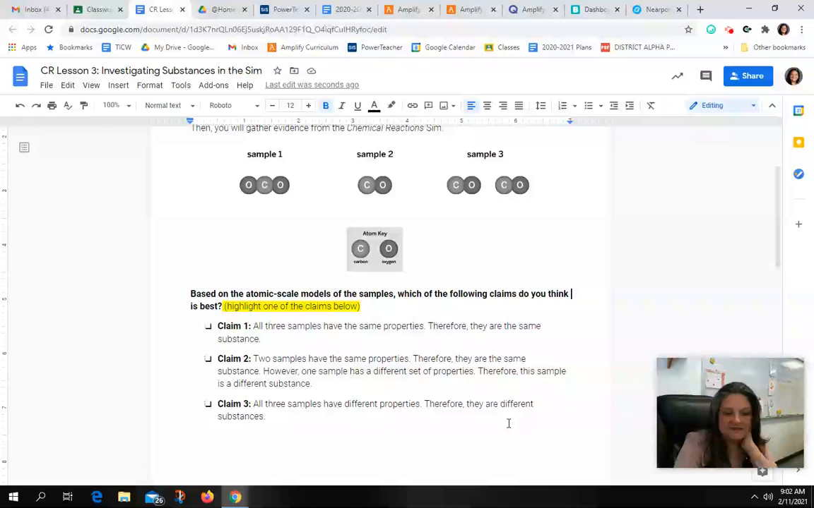So you should go ahead and pause the video, think about those 3 claims. Remember what you read in the article as far as how the arrangement of atoms affects the properties. Remember what we talked about as far as repeating patterns of molecular arrangement. Okay, and pause the video, pick your claim.